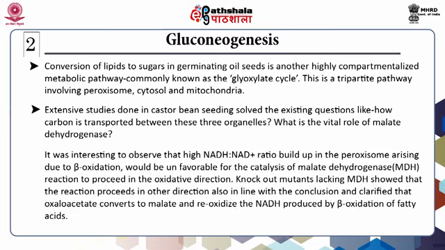It was interesting to observe that the high NADH-NAD+ ratio built up in the peroxisome, arising due to beta oxidation, would be unfavorable for the malate dehydrogenase reaction to proceed in the oxidative direction. Knockout mutants lacking MDH showed that the reaction proceeds in another direction, in line with this conclusion, and clarified that oxaloacetate converts to malate and reoxidizes the NADH produced by beta oxidation of fatty acids. This explains that compartmentalization is a mode of regulation.